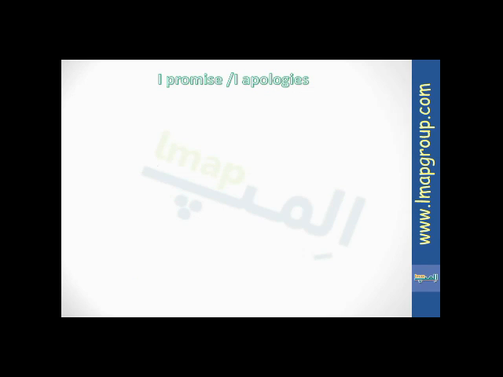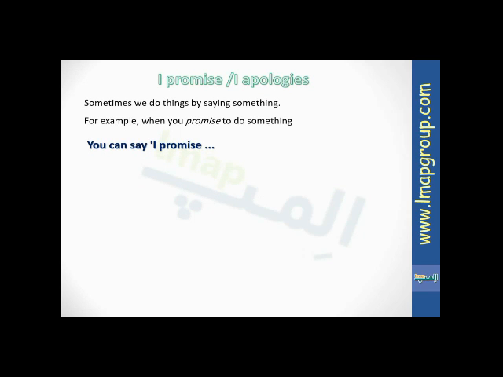I promise. I apologize. Sometimes we do things by saying something. بعضی وقتا ما یه کارهایی رو با گفتن انجام میدیم. For example, when you promise to do something. مثلا وقتی که قول میدید که کاری رو انجام بدید. You can say I promise. میگید که من قول میدم. Or when you suggest something, you can say I suggest. وقتی میخواید یک چیزی رو پیشنهاد بدید میگید I suggest.